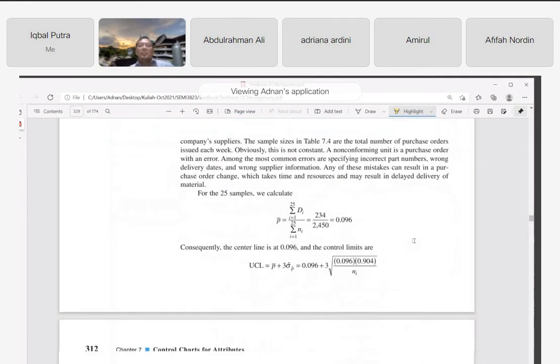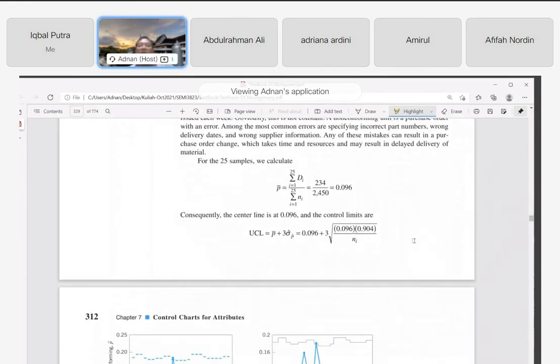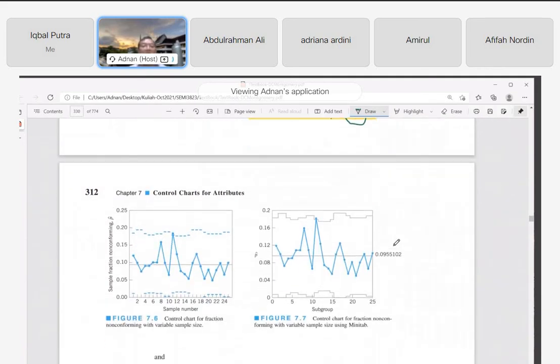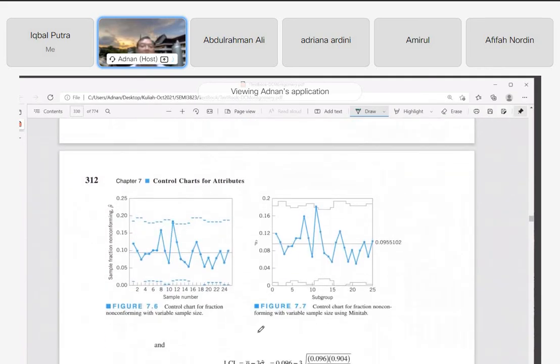Okay, so you see here, this is the standard formula. The only thing that we have to be careful about is here, N. Each different N will be different. And this is an example of a control chart for fraction nonconforming with variable sample size. In this case, N is variable.